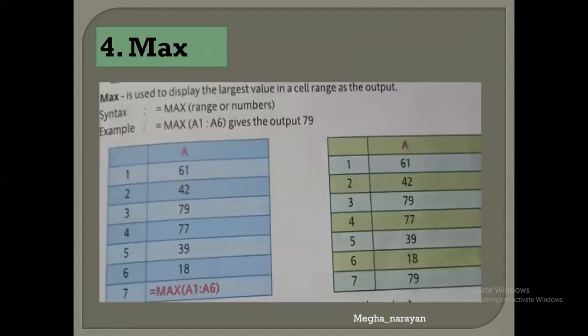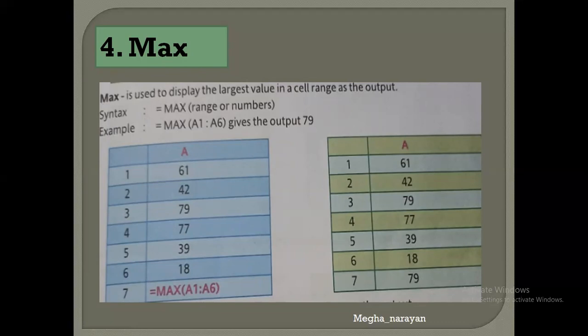Next is max, helping you to find the largest value in the cell range and giving you the largest number as output. If I have this much cell range selected for the calculation, I will use this function to find the largest number. Which is the largest number here? 79. Once I have that, I write the correct function starting with equals to max, and select the range of the cells. I will have the correct output as 79.